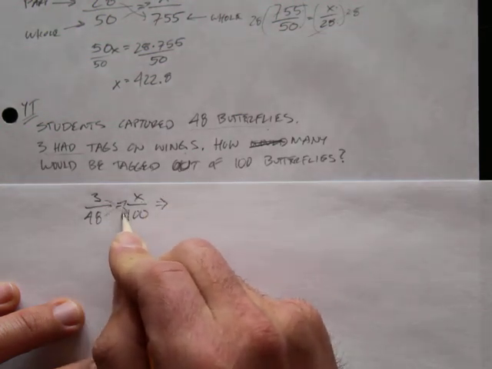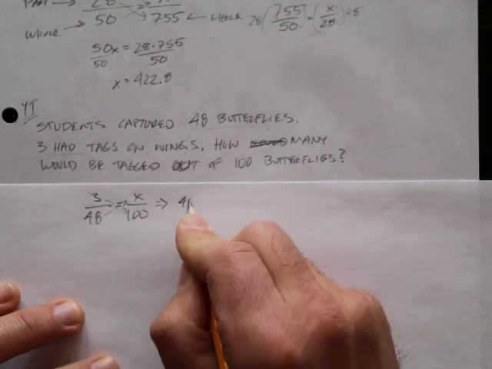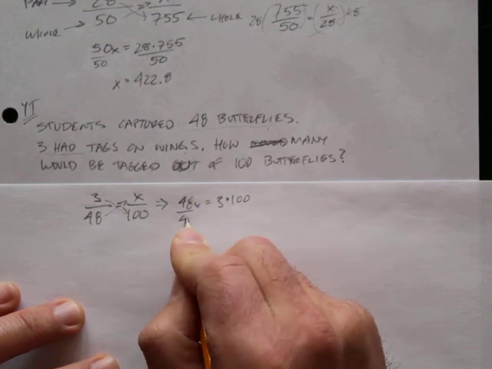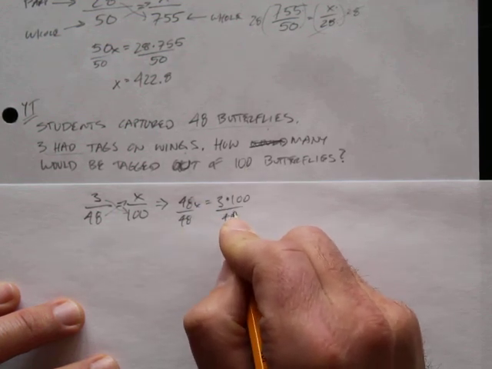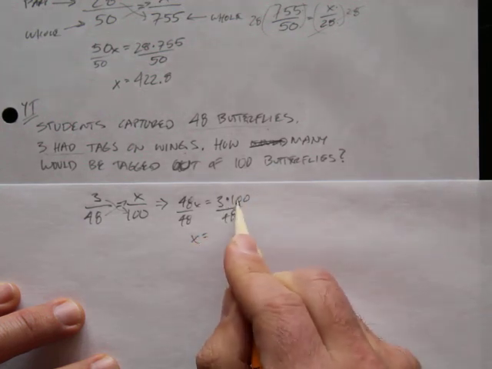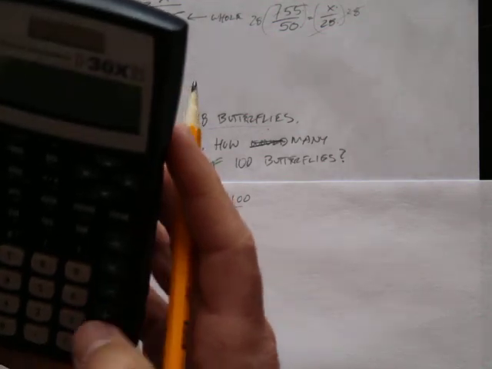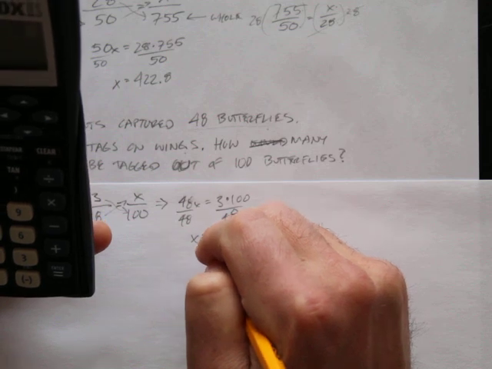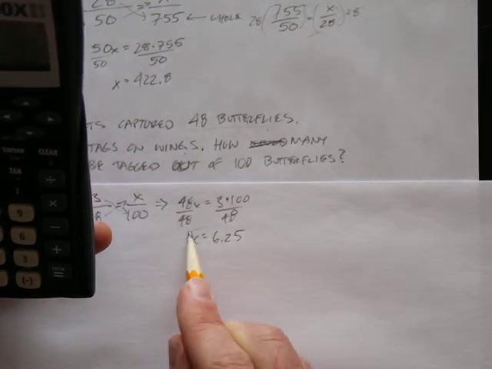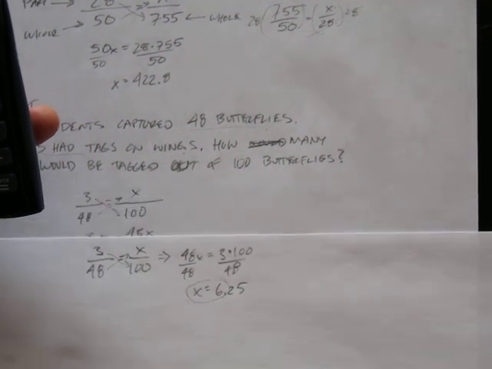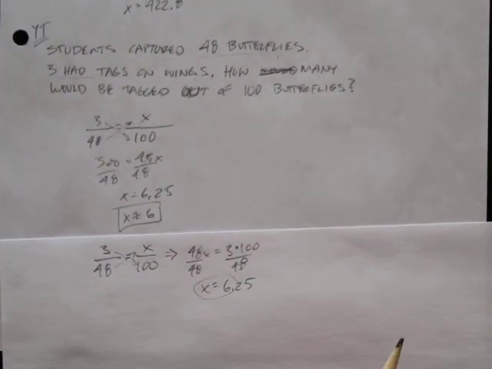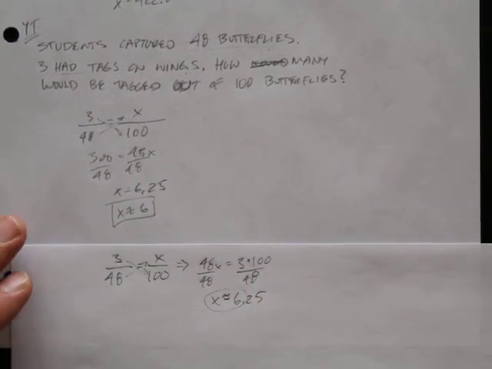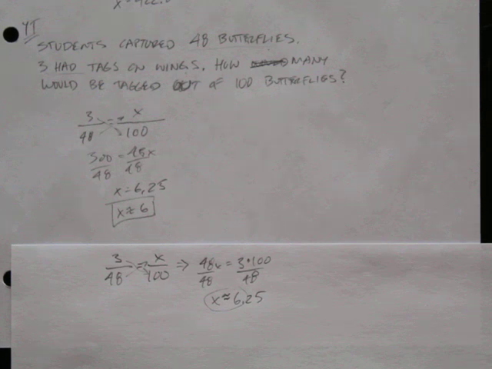So I'm going to do cross products here. 48x equals 3 times 100. And then I'm going to divide both sides by 48. So I've got x equals 300 divided by 48. So let's see, what's 300 divided by 48? 6.25. So your answer would be 6. Let's see, is that what I got last time? That is what I got last time. So last time I said approximately 6. And that is 7-1. Good luck on the homework.